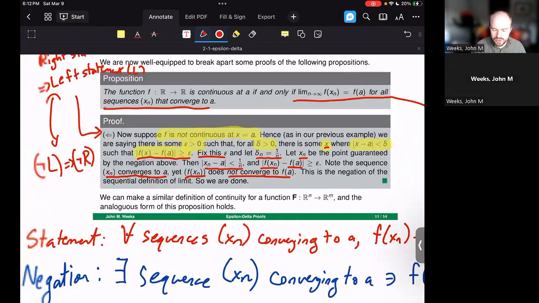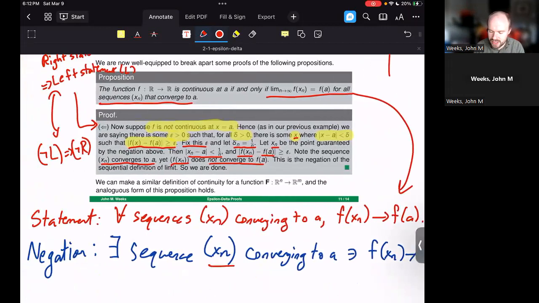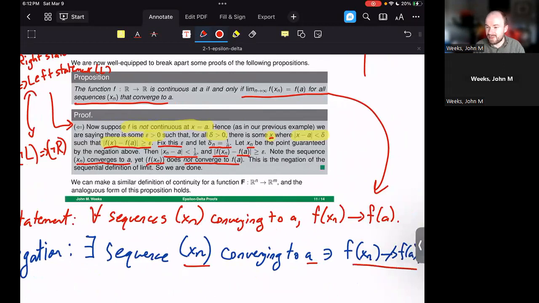That's the negation of the sequential definition of a limit that we gave right over here. We found the sequence x sub n that converges to a, so that f of x sub n does not converge to f of a. And so we are done.